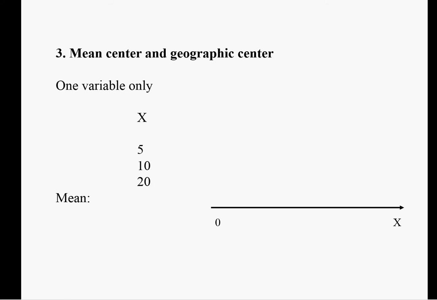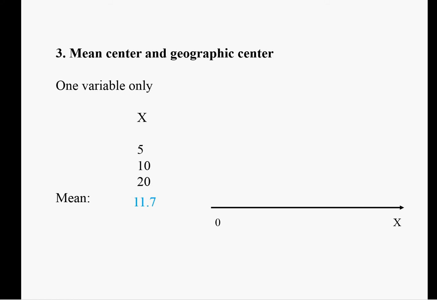Now let's start with the simple situation with only one variable, x. With these 3 values of the variable, we can first calculate the mean, 11.7. Now we have this one-dimensional space, and this is called the number line. The number line is made in such a way that the smaller values are on the left and larger values are on the right.